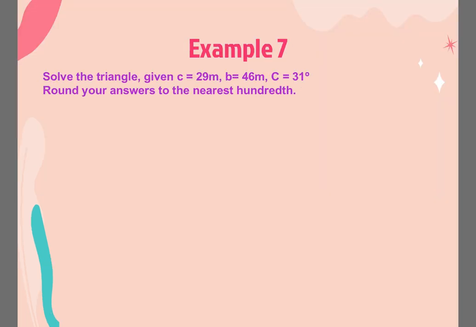All right, going to example 7. On example 7, it says again, solve the triangle given. This time I'm given side C, side B, and angle C. So A, B, C. Angle C is 31, side C is 29, and side B is 46. So I'm missing angle A, I'm missing angle B, and I'm missing side A.